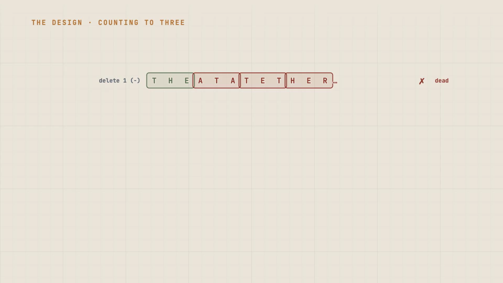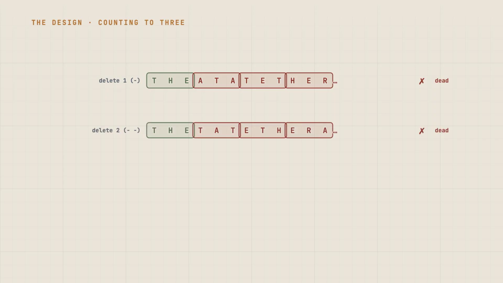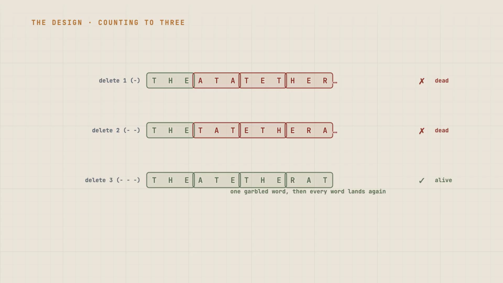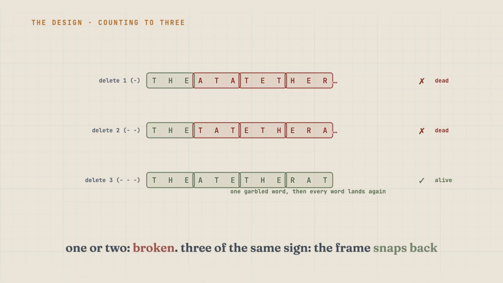1 deletion, dead. 2 deletions, still dead. The frame is off by 2. But delete 3 letters of the same sign, and the frame shifts by a whole word and snaps back into step. The message downstream reads true again. 1 or 2 stay broken. 3 heal. And that is exactly what the dishes showed.